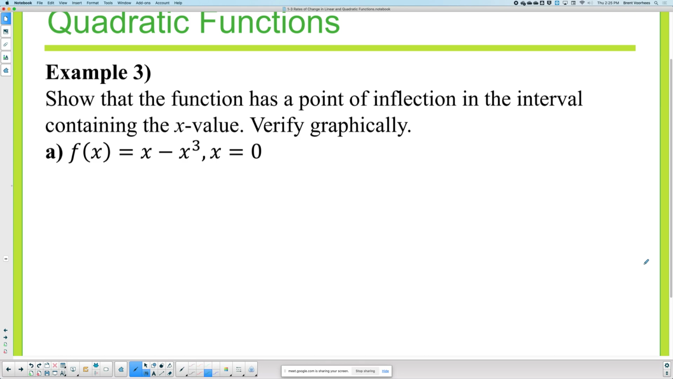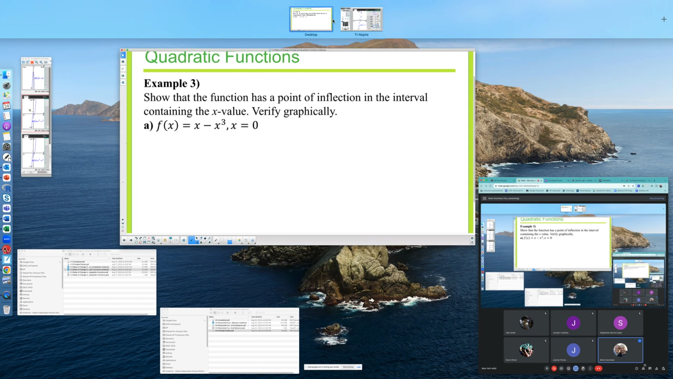And this time it says, show that the function has a point of inflection in the interval containing the x value. Verify graphically. So it's going to be easier to see graphically, and then we're going to do the table. This time, though, let's not do it by point ones. We're going to go by ones so we can see it a lot quicker. By the way, to have a point of inflection, you have to have a minimum degree of 3. If you don't have a degree of 3, you cannot have a point of inflection. So let's go to the graph here.